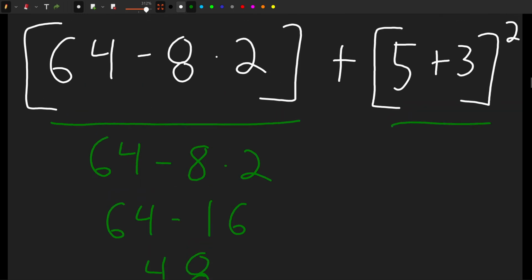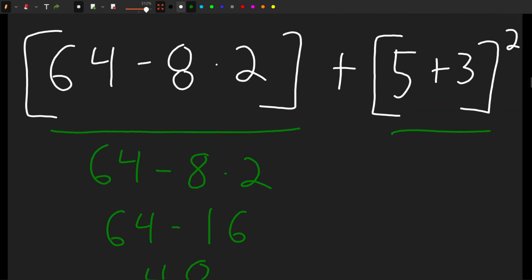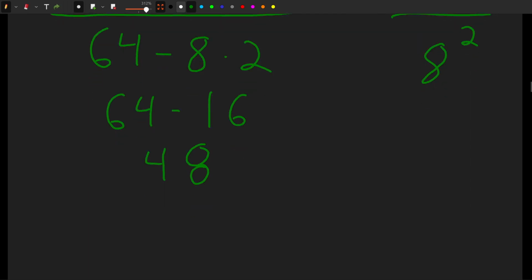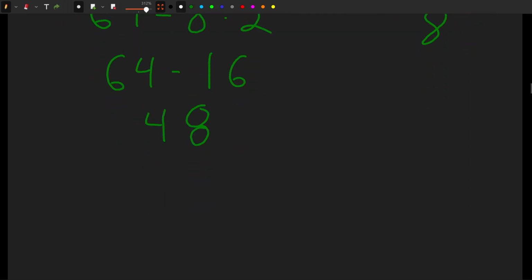On the other side, we just have 5 plus 3 squared. 5 plus 3 is 8. Now we're going to have to square that. And so I'm just going to bring this term down. And so we are going to have 48 plus 8 squared. That is the problem we're dealing with now.